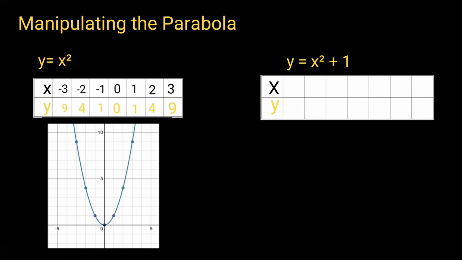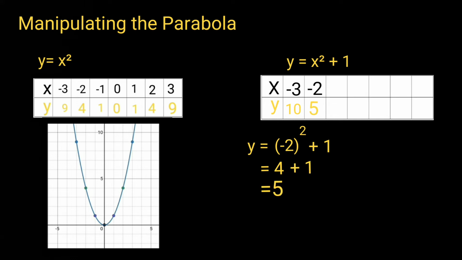Okay, so let's start with the x value of minus 3, whose y value would be minus 3 to the whole squared plus 1. And since minus 3 to the whole square is 9, and if we add it with 1, we'll get the y value of 10. And let's move over to another x value, which would be minus 2. So its y value would be minus 2 to the whole square plus 1. And yet again, we know that since minus 2 to the whole squared is 4, and if we add it with 1, we'll get the y value of 5.